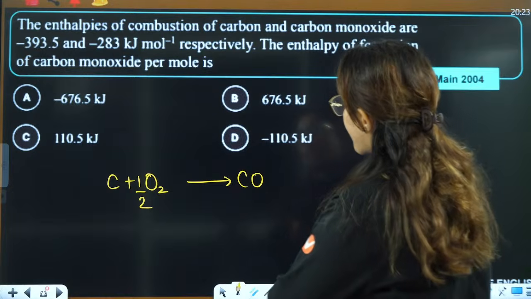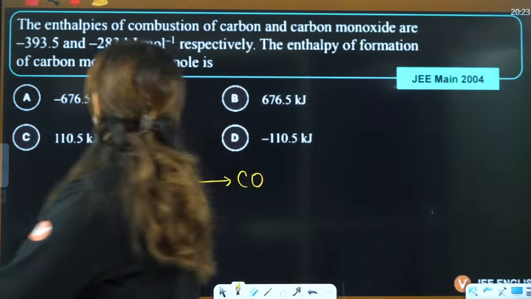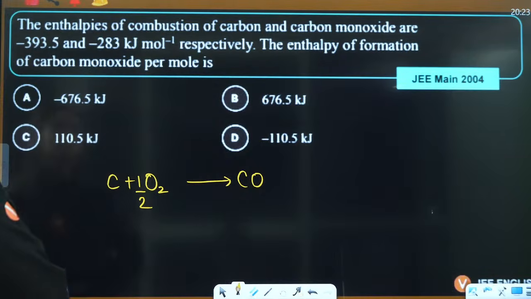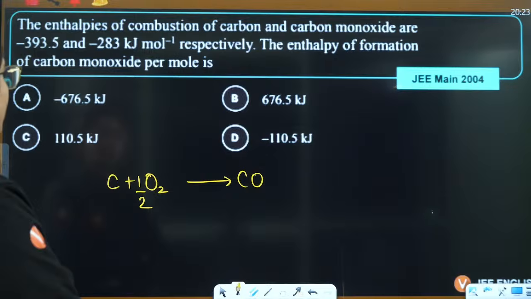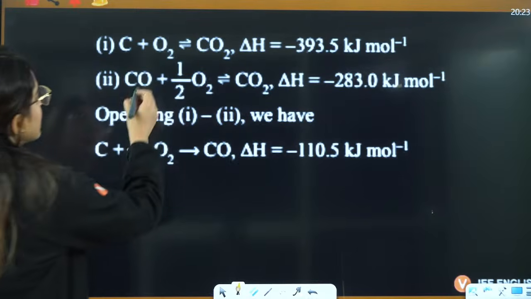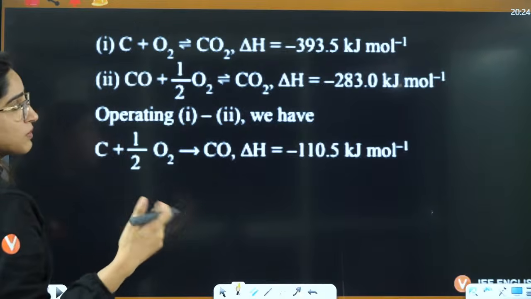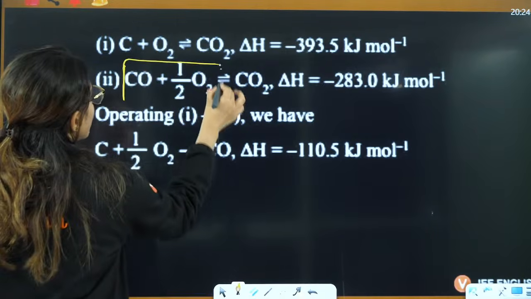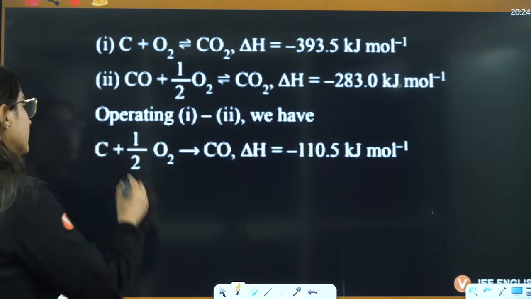For the enthalpy of formation, you will solve it. Enthalpy of combustion of carbon and carbon monoxide are given to you. Combustion is already given to you, that is how carbon monoxide is combusted, right? The enthalpy of combustion of carbon is carbon plus O2 giving CO2. For carbon monoxide it is CO plus half O2 giving CO2. All these things are given to you. Now you have to solve for this thing.